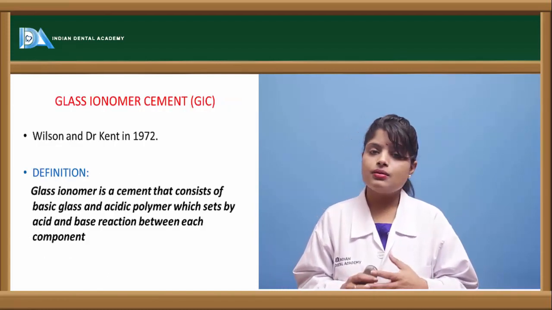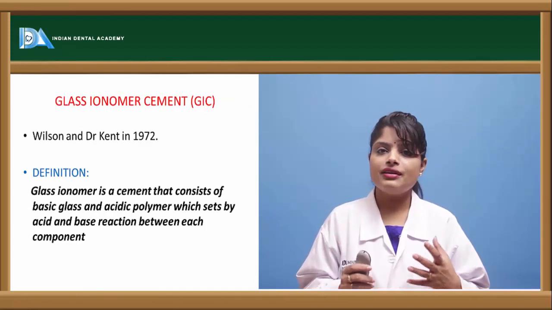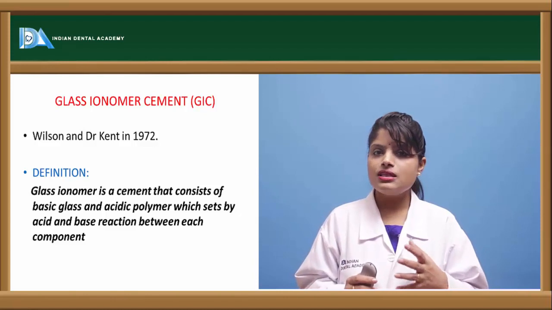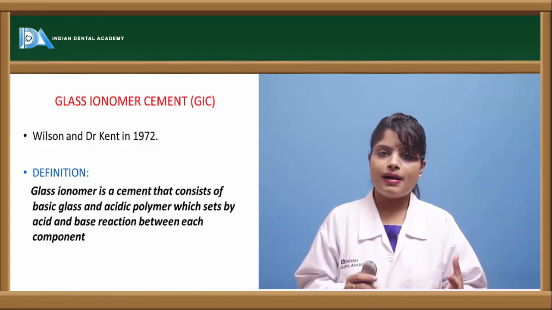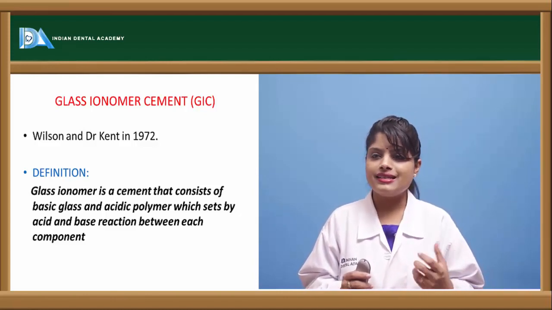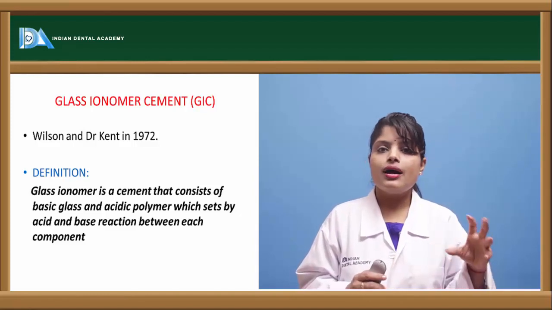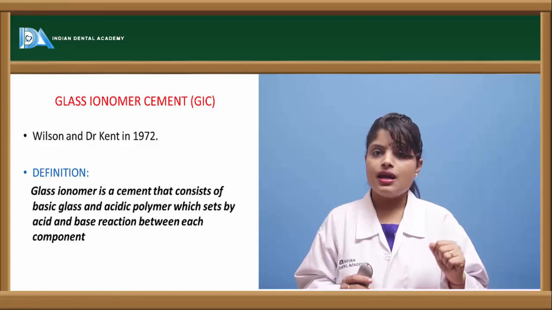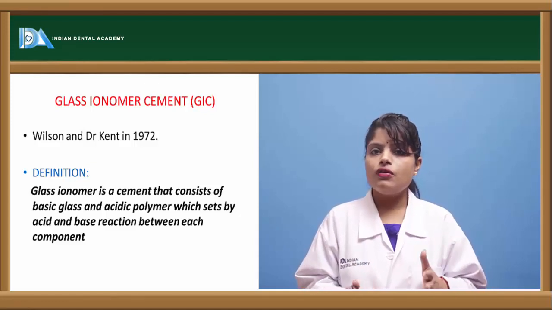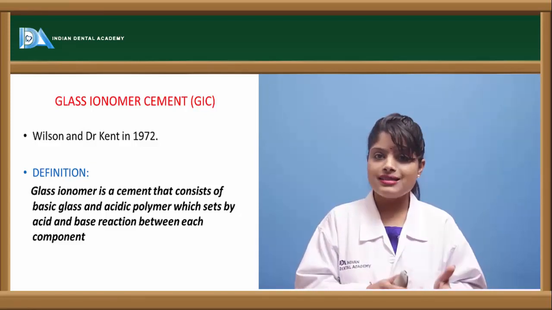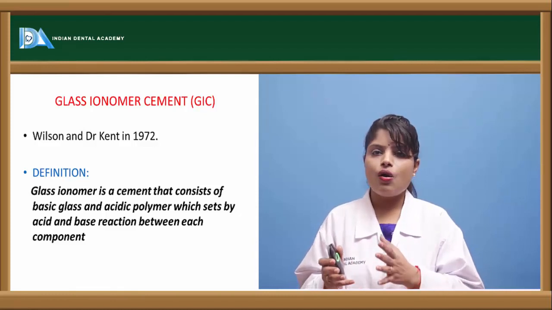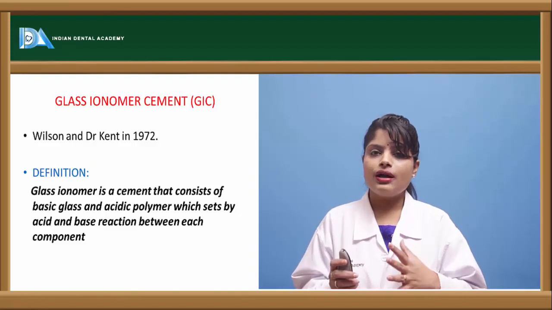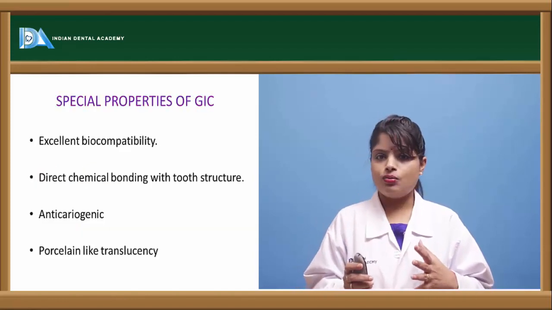So let us discuss the most used material in pediatric dentistry, which is glass ionomer cement. Glass ionomer cement was discovered and put forward by Dr. Wilson and Kent in the year 1972. Glass ionomer is a polyalkenoate cement. It is a mixture of polyacrylic acid, that is the acid, and a base which is glass. When these two react together, they form the glass ionomer cement.